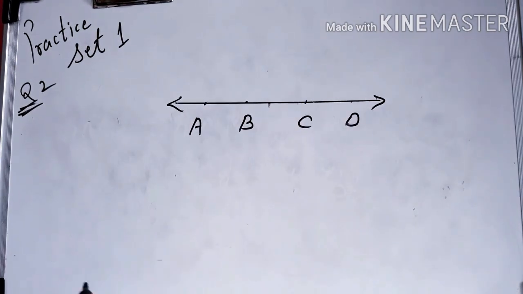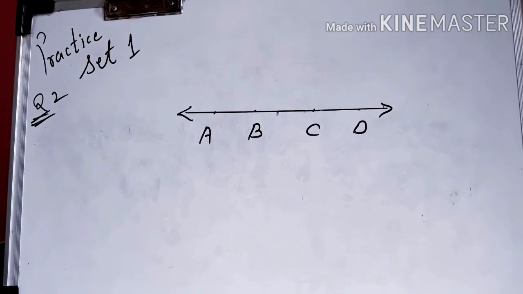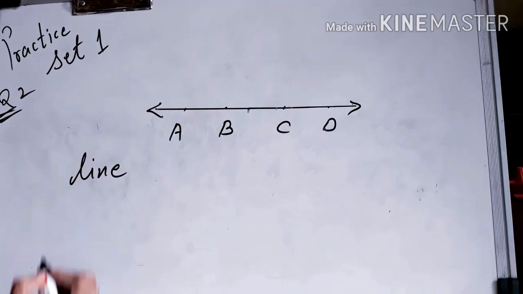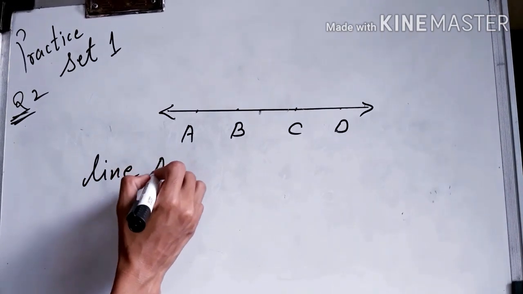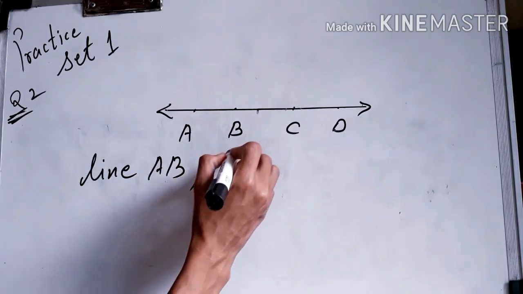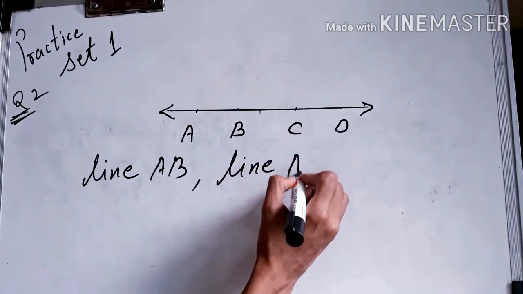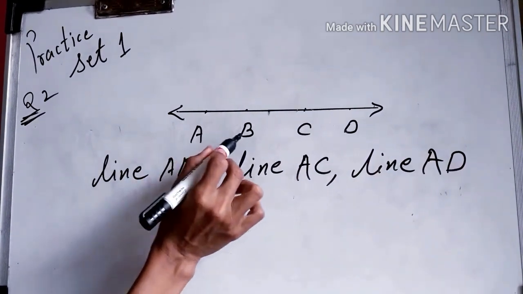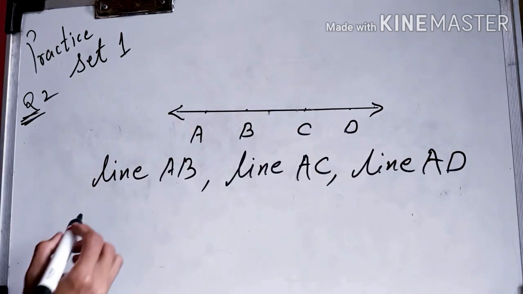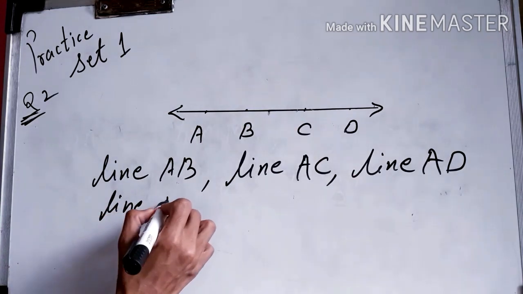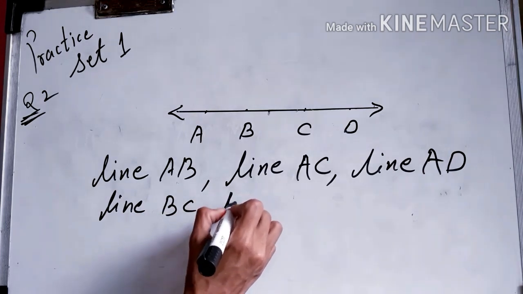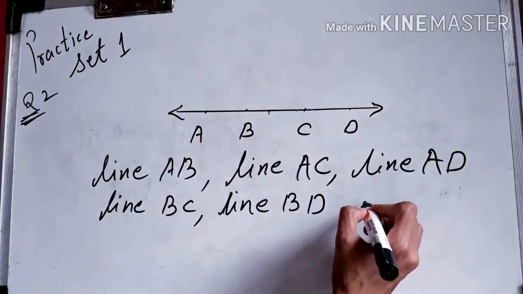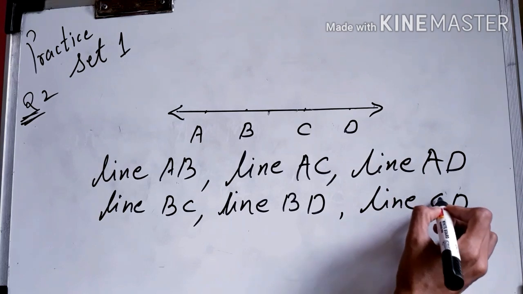So here the line again shows arrows towards both its directions. Now if I start from point A, how can I read the line name in different ways? Line AB, or line AC, or line AD. Line AB, line AC, line AD. If I start from point B, then line BC, then line BD. If I start from C, then line CD.